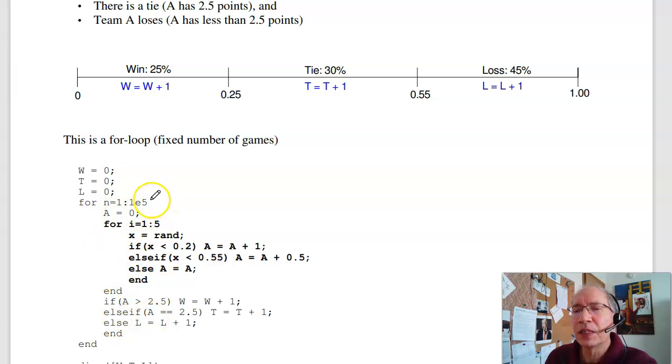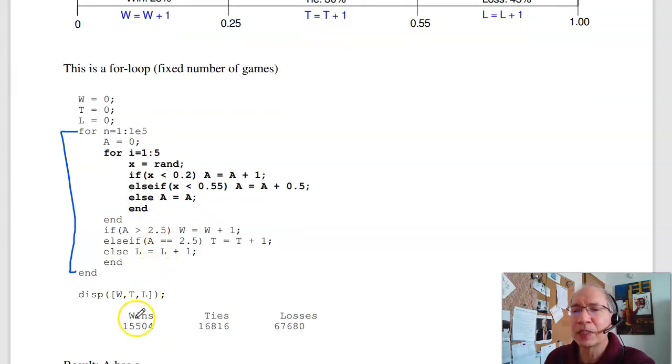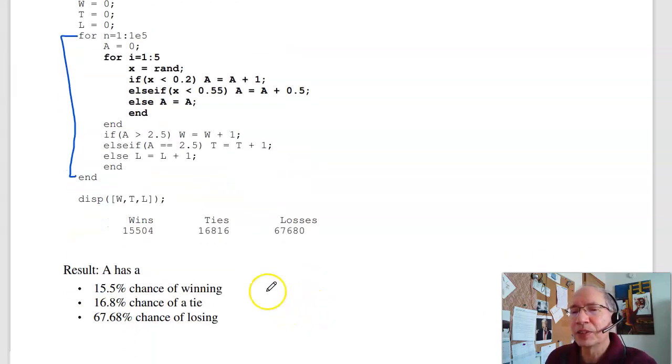Repeat 100,000 times. That's what this does. That for and that end. This is called a Monte Carlo simulation. If I can play the game once, I can play it 100,000 times and keep track of how many times I win, how many times I tie, how many times I lose. This is in 100,000 games, so roughly, there's about a 15.5% chance of winning, 16.8% chance of a tie, and 67% chance of a loss.